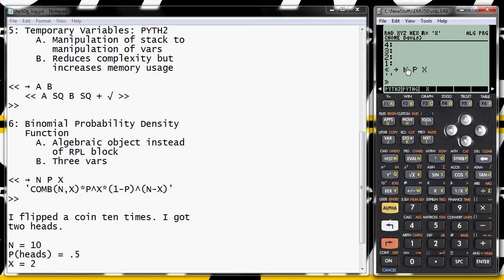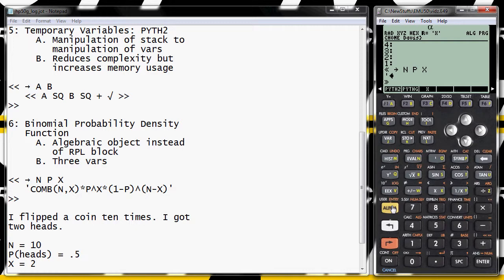With the temporary variables, because RPN works with the stack, when you do things with RPN, you simply manipulate the stack. But with algebraic, there's no way to manipulate the stack. So these temporary variables allow you to use algebraic, because you can put the variables inside an algebraic expression and the variables will evaluate to their temporary values. So you can just use an algebraic expression. That's what we'll do here.